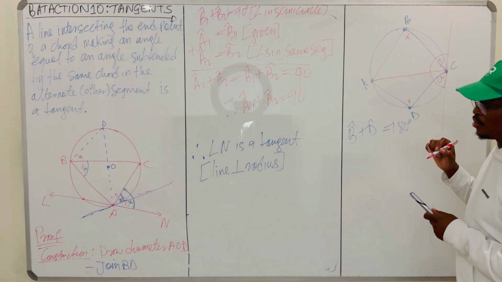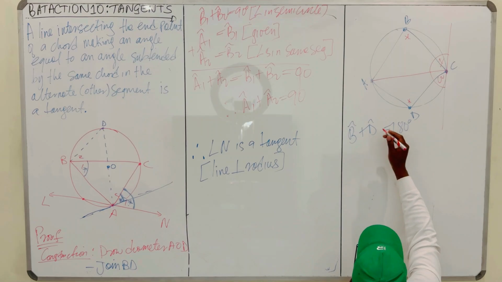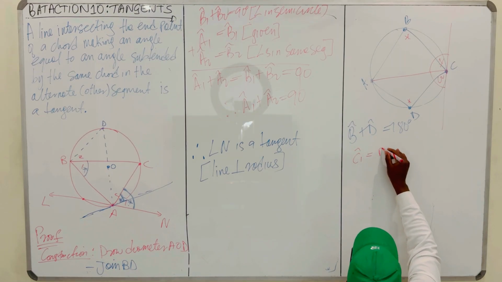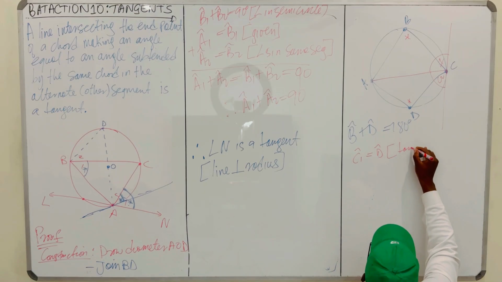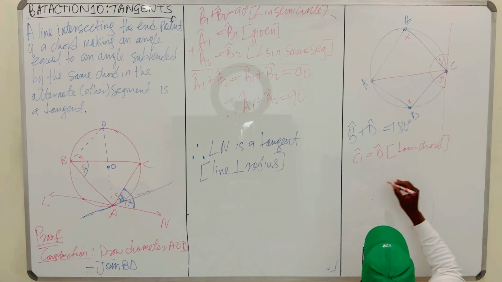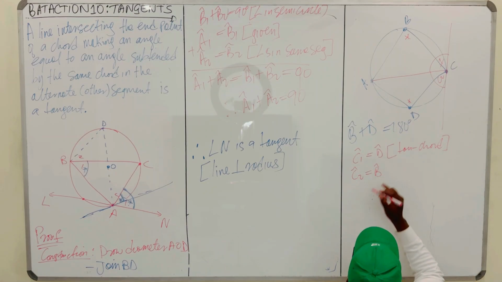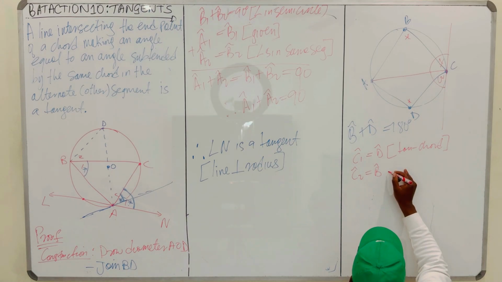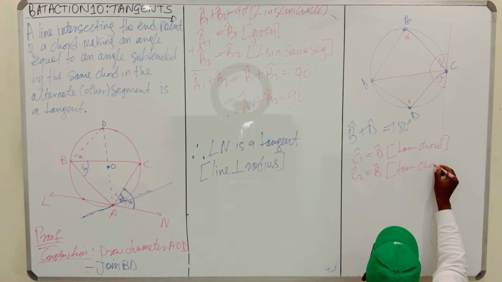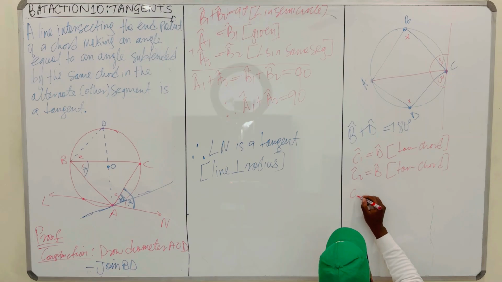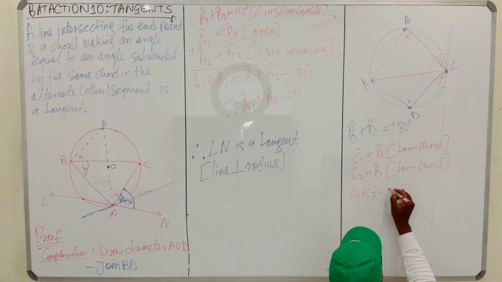Yes. So, you say what? C1 is equal to angle D. Why? This is a Tan-Chord. Yes. And C2 is equal to angle B. Why? Tan-Chord as well. Are you with me? Yes. But what is C1 plus C2? C1 plus C2 is equal to 180.